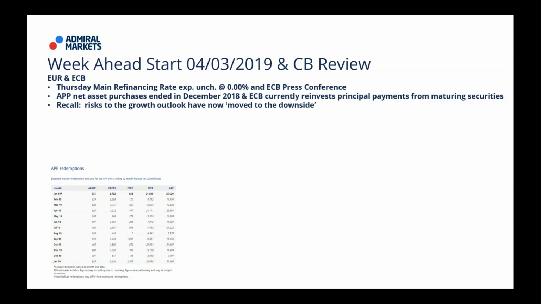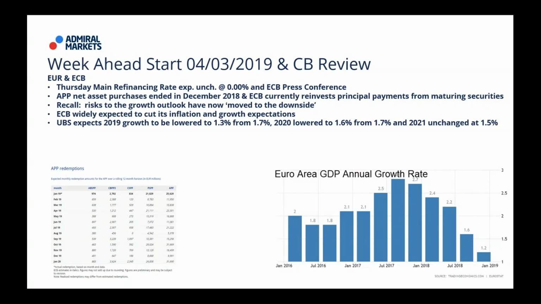Recall, they stated that the risks to the growth outlook have now moved to the downside. Away from the prior statement, or the statement prior to the last one, which was tilted to the downside. Now they have moved to the downside. The ECB is widely expected to cut its inflation and growth expectations in March and or latest in June. And then UBS, for example, expects 2019 growth to be lowered to 1.3 from 1.7%, 2020 lowered to 1.6 from 1.7, and 21 unchanged at 1.5. Question to you guys, is this euro bullish or euro bearish?